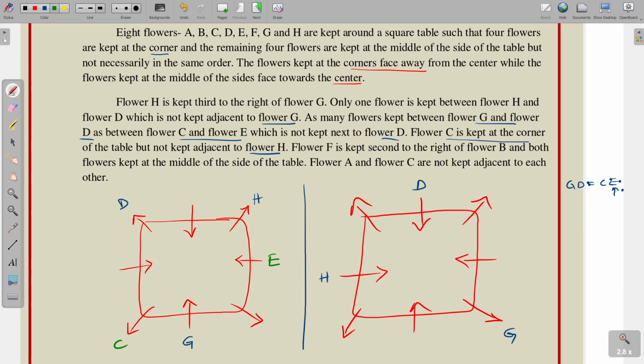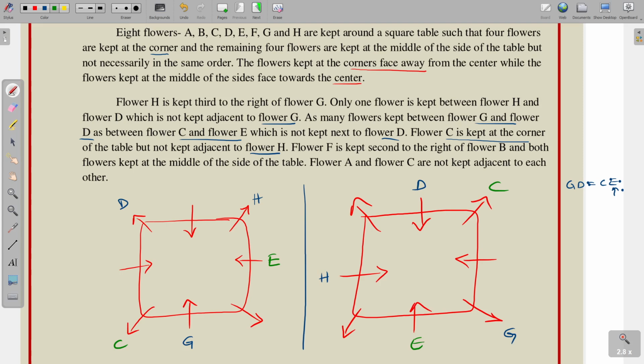Coming to the second possibility, where can we place C? Suppose if C is placed here, it means C is not placed here. Why? Because C and H are not adjacent. Suppose if C is placed here, then between C and E there should be 2 persons. So here 2 persons, here 4 persons should be there. So it is the second possibility. E is not adjacent to D.